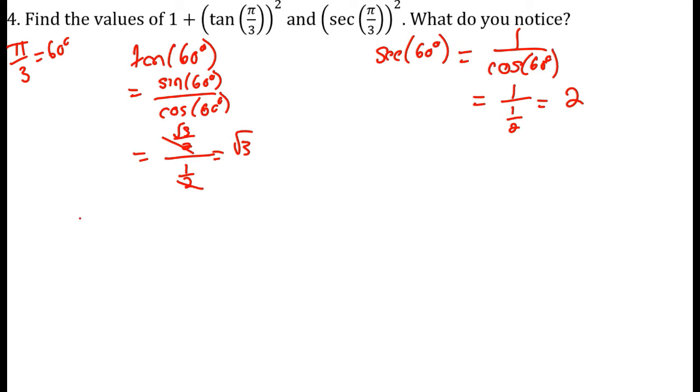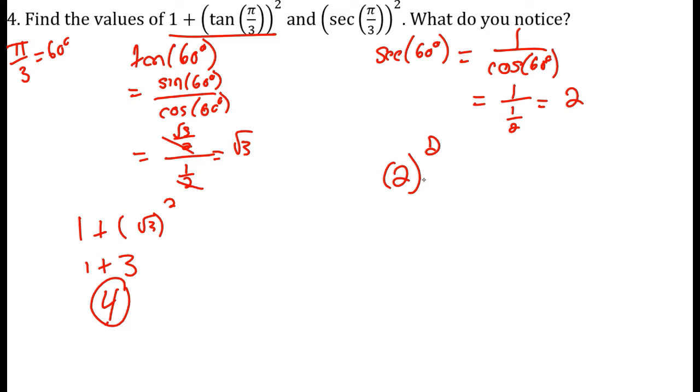So, let's do 1 plus the tan of pi over 3 squared. 1 plus radical 3 squared is 1 plus 3, since the square root of 3 squared is 3, so this is 4. This expression has a value of 4. The secant of pi over 3, that's the secant of 60, that's 2. 2 squared is 4. What do we notice? They're equal. They are equal.